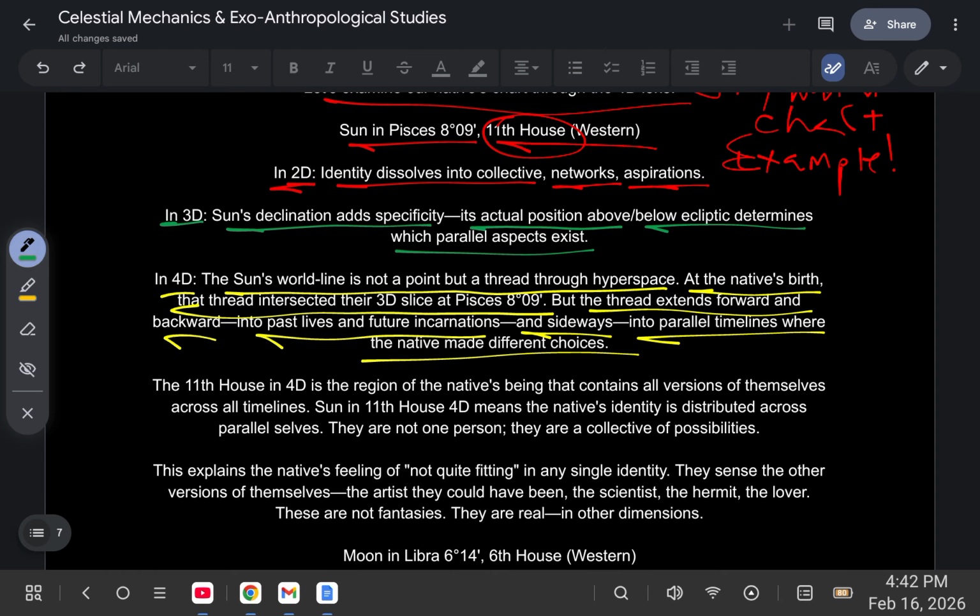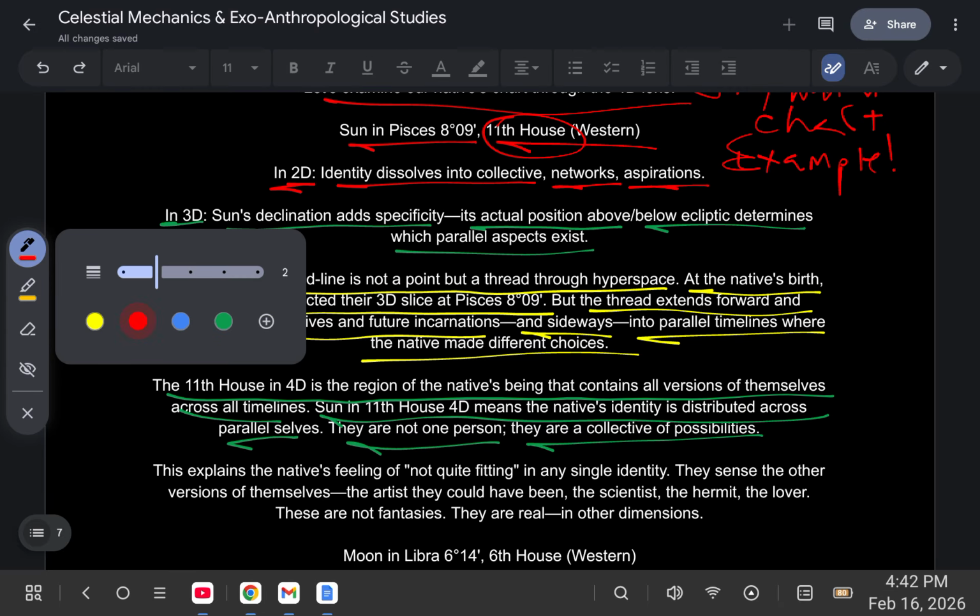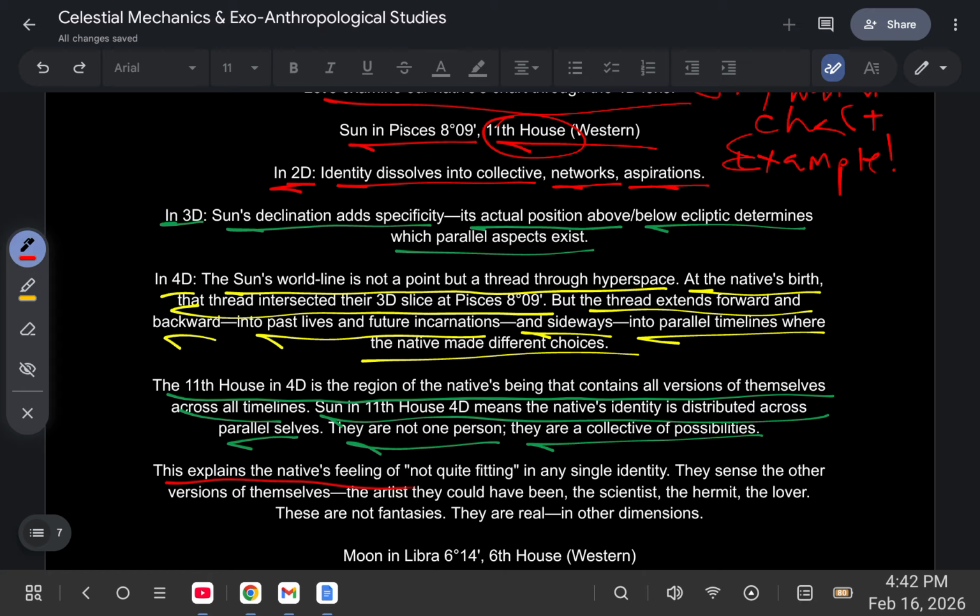Now we observe the 11th house in 4D, being the region of the native's being that contains all versions of themselves across all timelines. Sun in the 11th house in 4D means the native's identity is distributed across parallel selves. They are not one person, they are a collective of possibilities. This explains the native's feeling of not quite fitting in any single identity. They sense the other versions of themselves, the artist they could have been, the scientist, the hermit, the lover. These are not fantasies, they are real in other dimensions.